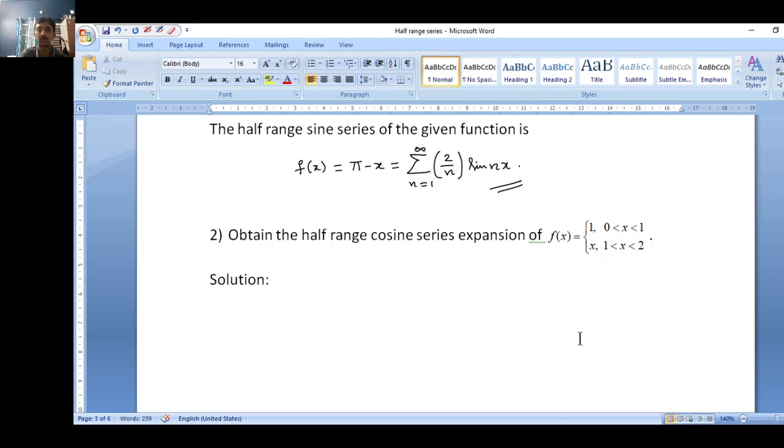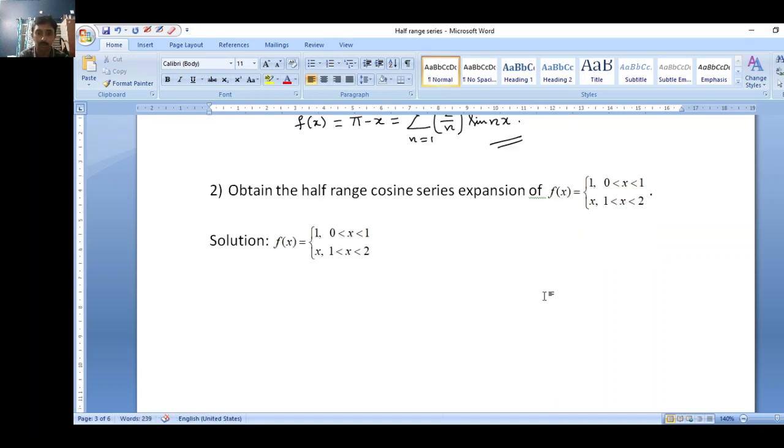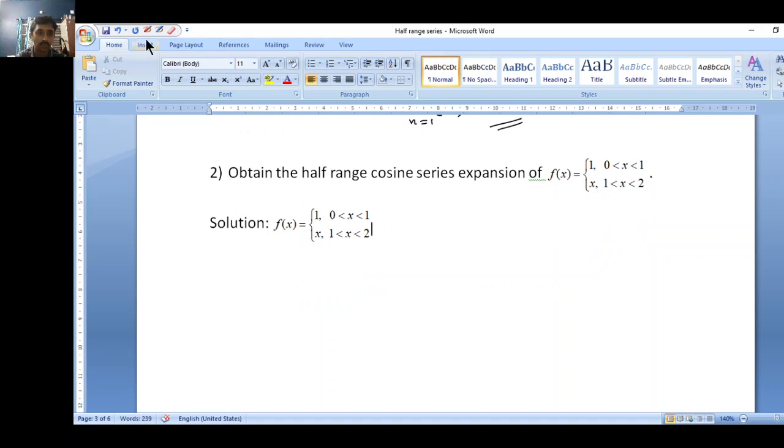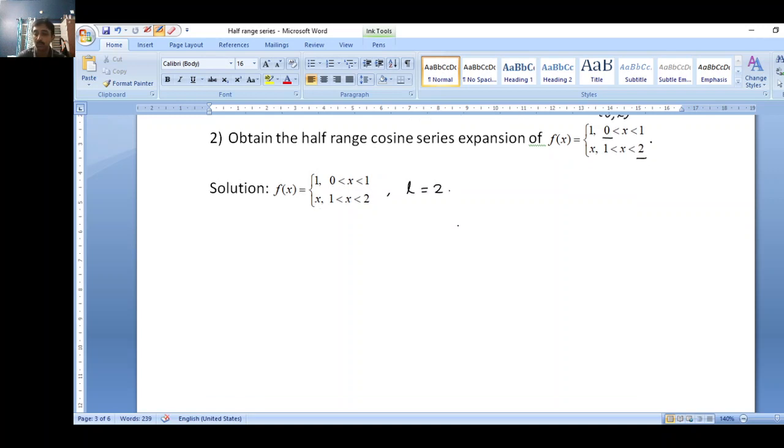Yes, so first of all, f of x is given to be this, that is obviously given. Now when you have to find out, no sorry, there's no alpha here, you will have to find out L. For you to find out L, you will have to compare with the general interval 0 comma L. So now the interval of consideration in this problem is 0 comma 2. So L is going to be 2. Okay, now because L is 2, we will write the formulae first.